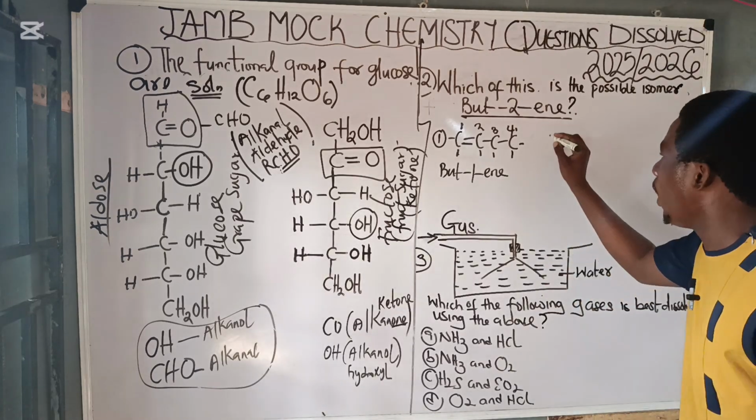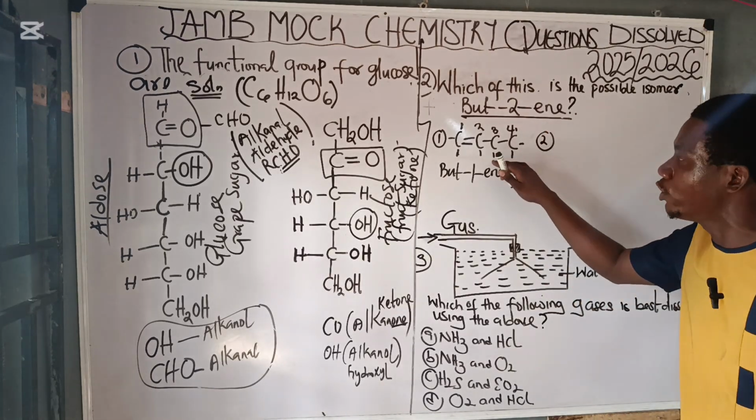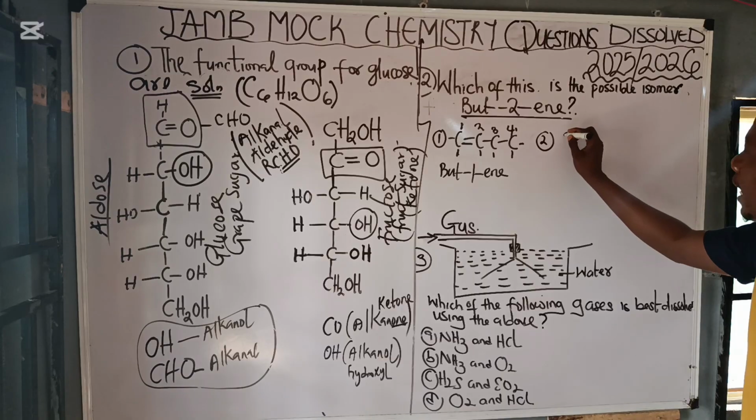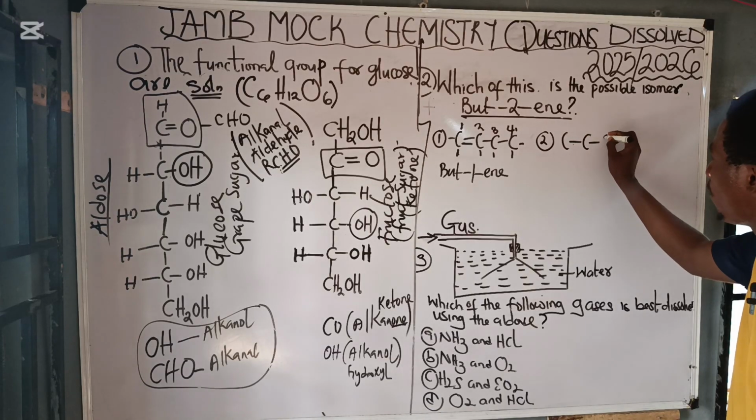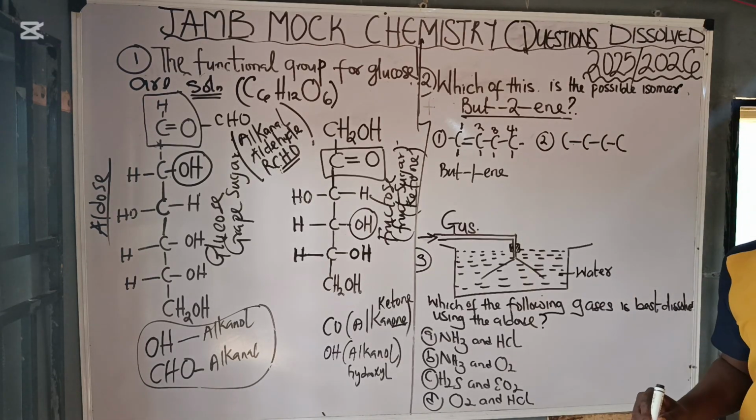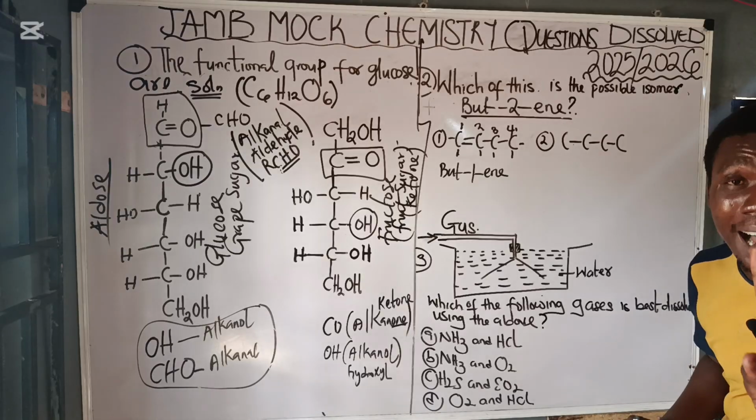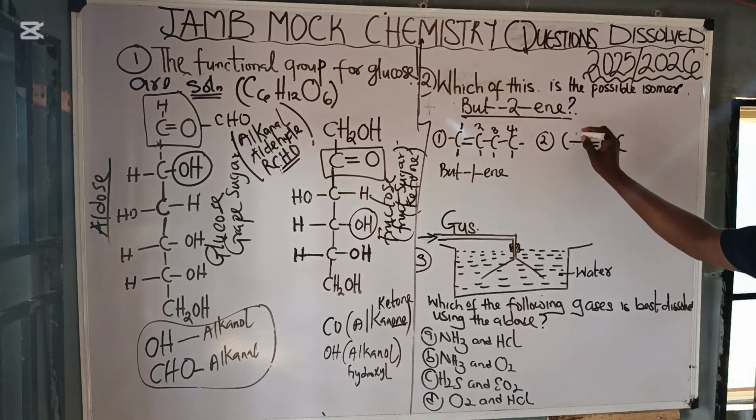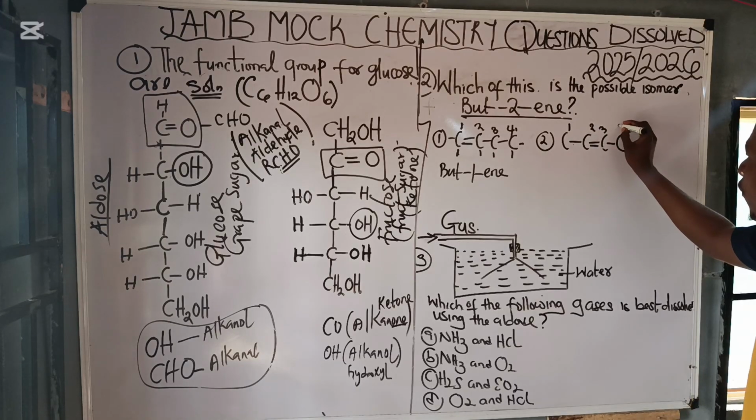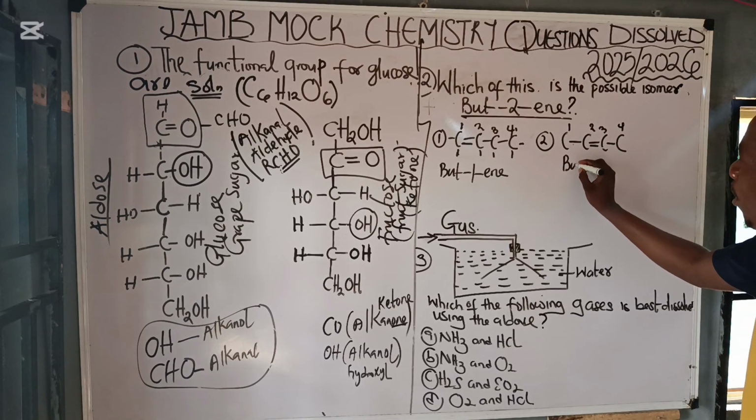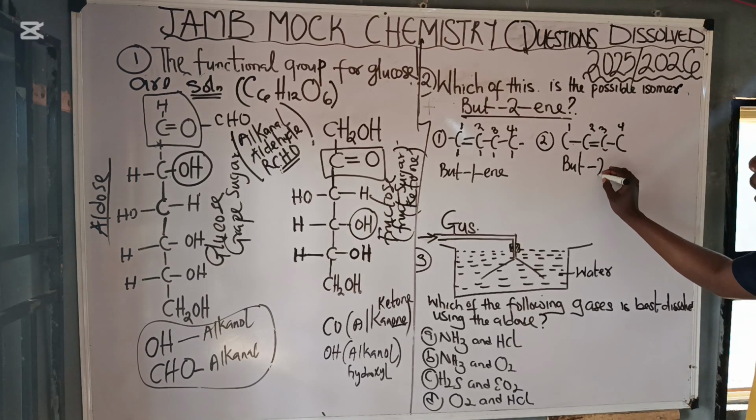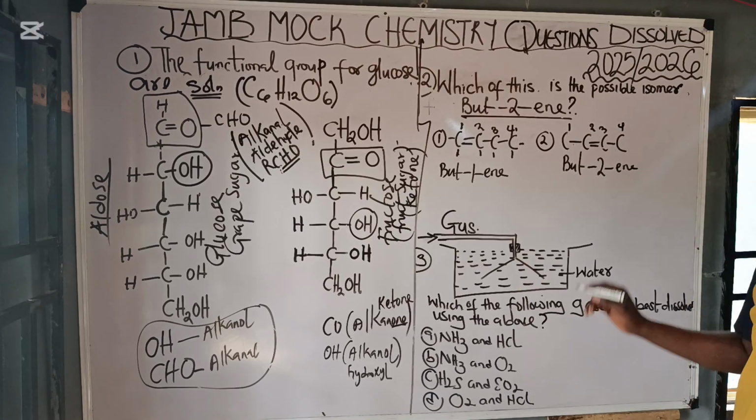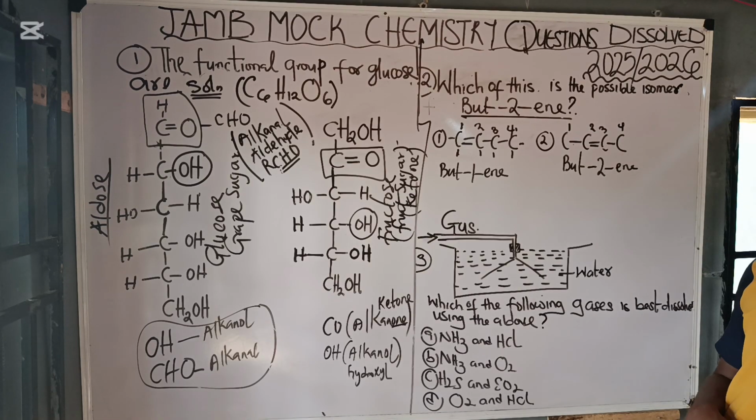Okay. Now, what other possible ways can we still draw this particular compound? It can also be drawn like this. Don't forget, each of the compounds must have 4 carbon atoms and must have a double bond. So if I put my double bond here, you number the carbon 1, 2, 3, 4. You discover that the double bond is in the second carbon. So we call it but-2-ene. That's isomer number 2.